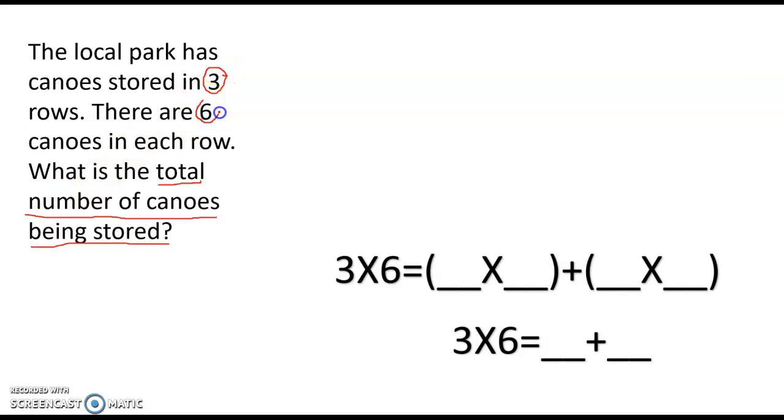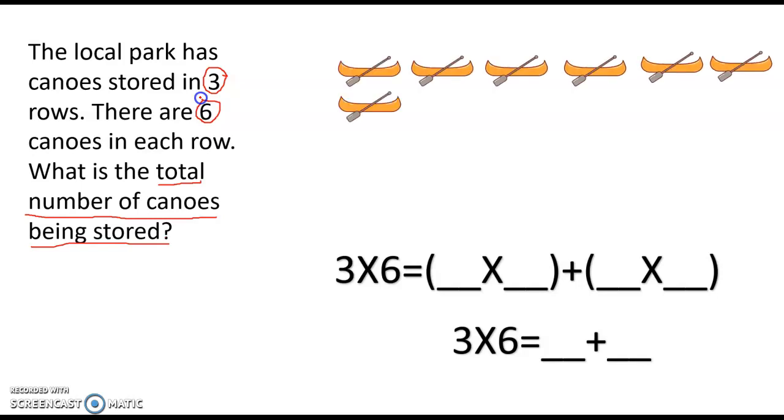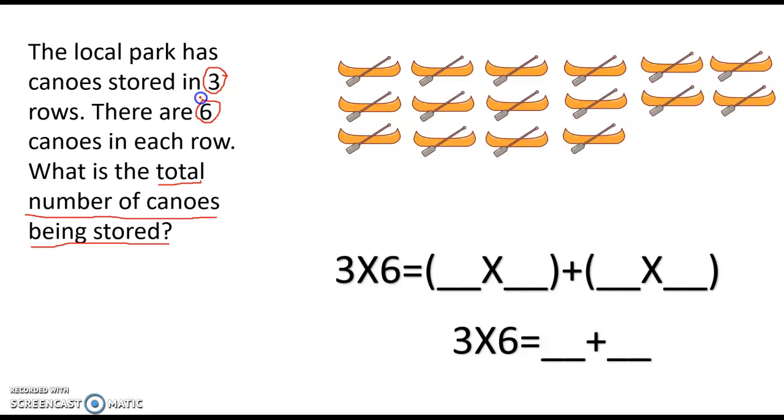Let's make an array to help us solve this. So we need 3 rows of 6. Row 1, row 2, row 3. Or 3 times 6. 3's facts are kind of hard, so we can actually break up 3 times 6 into 2 easier problems using the distributive property.